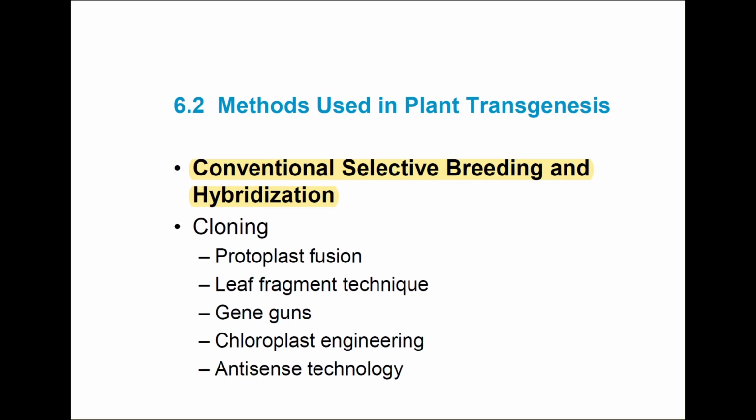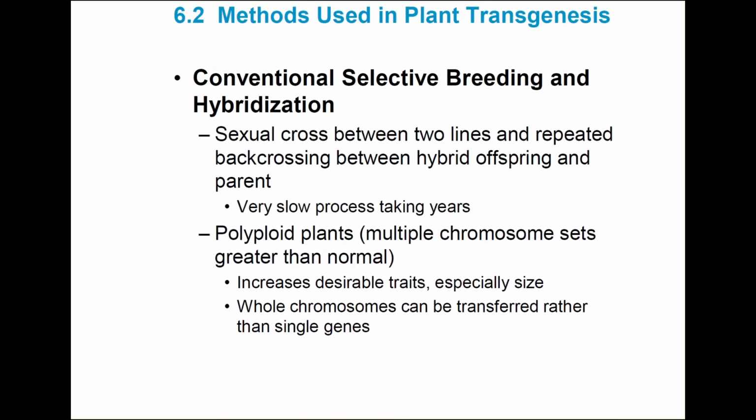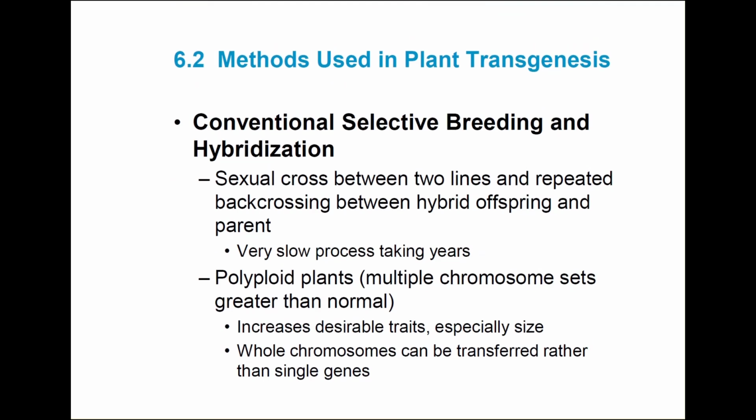Conventional selective breeding and hybridization. This is the double hybrid cross that we went over. Sexual cross, 2 lines, repeated back cross of hybrid offspring and parent, until you get what you want. So in order to do this, obviously you're picking a parent that's nice and vigorous and grows well, and then you're taking some hybrid that, say, produces well, and you keep crossing them until you get the property that you want. It's a very slow process, takes years.